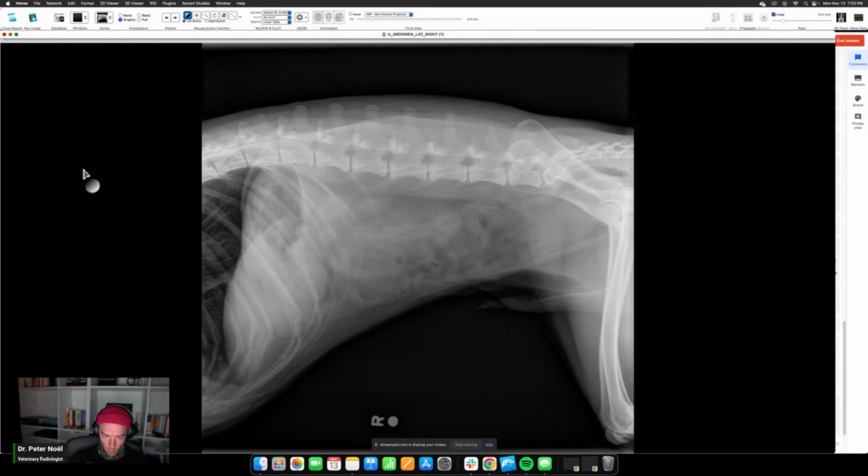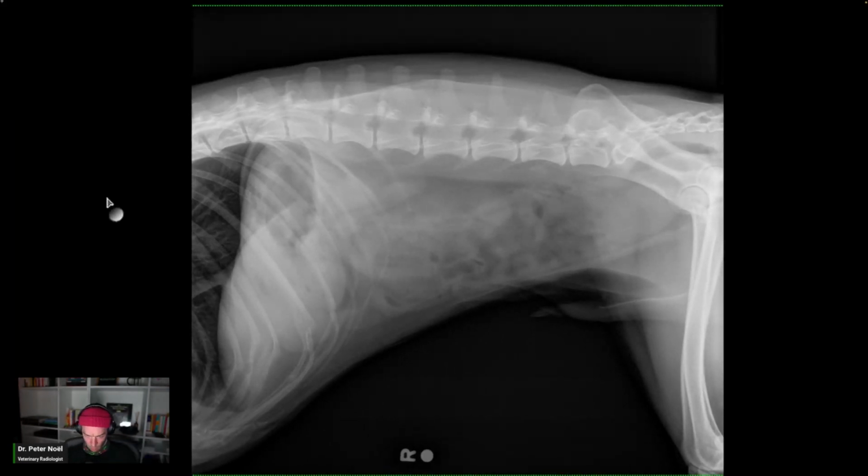Four-year-old whippet vomiting for 24 hours.